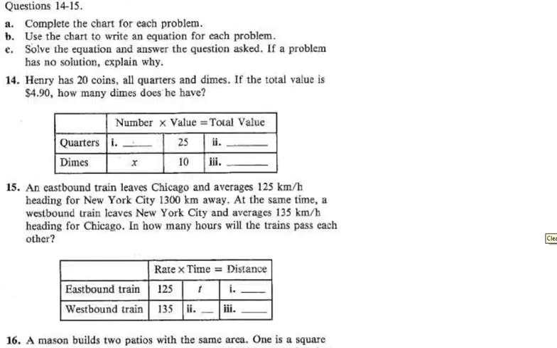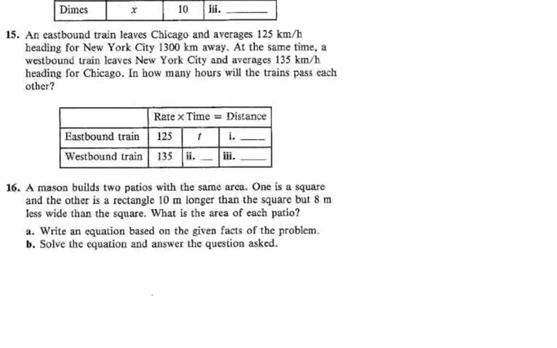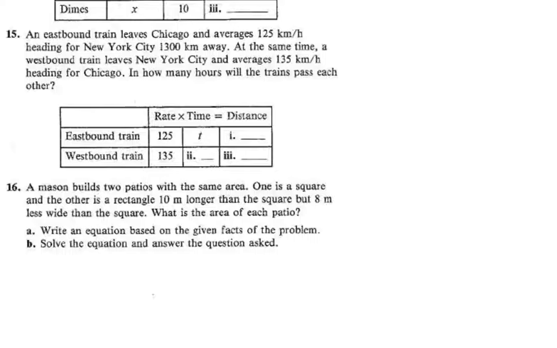All right, an eastbound train is leaving Chicago and averages 125 kilometers per hour heading for New York, which is 1,300 kilometers away. At the same time, a westbound train leaves New York City averaging 135 kilometers per hour heading for Chicago. In how many hours will the trains pass each other?